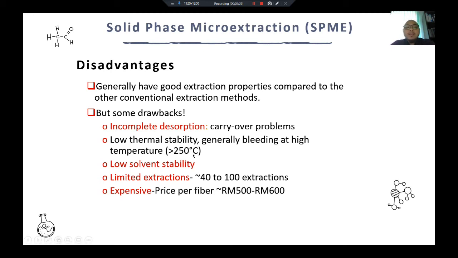Okay, expensive price, the fiber can go from 500 to 600. This is the old price; the new one is not possible anymore because our currency has fallen quite a bit. So the cost is about 700 to 1000 ringgit per fiber. It's quite expensive, so that's the thing.